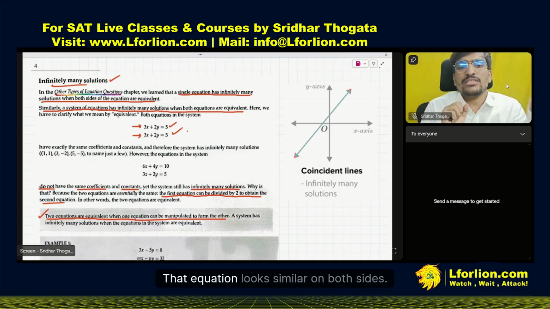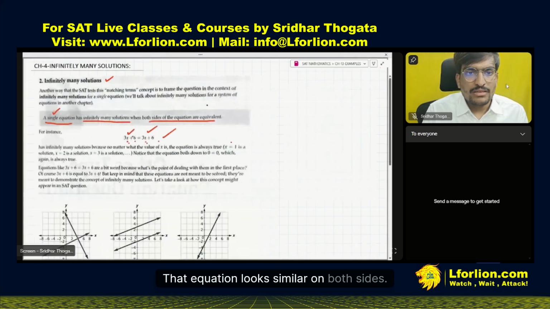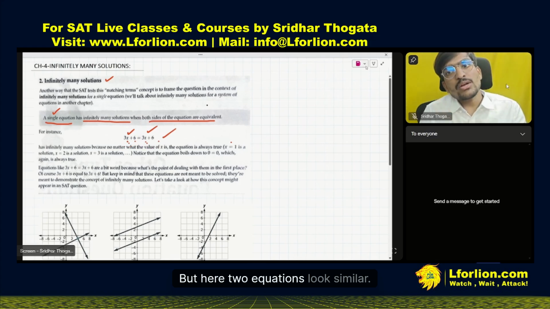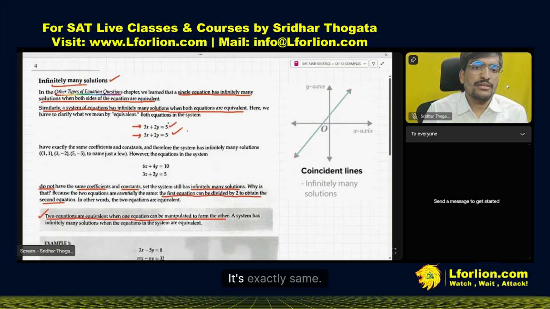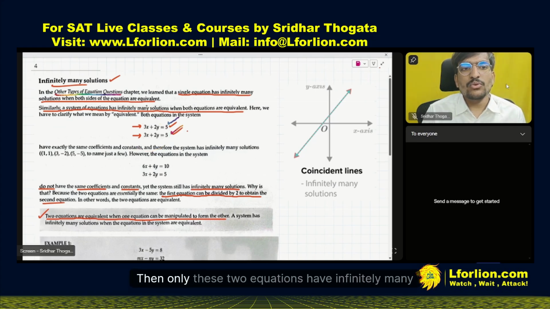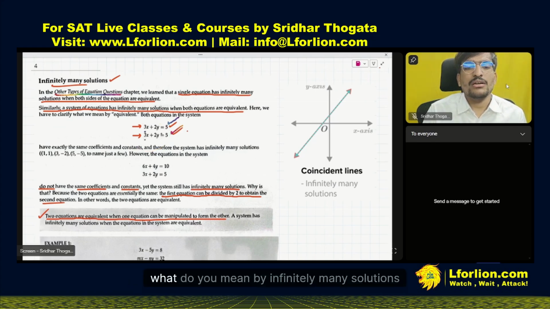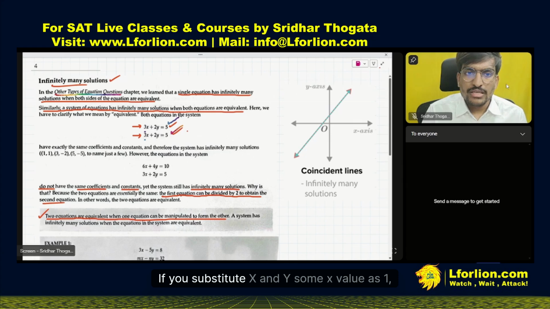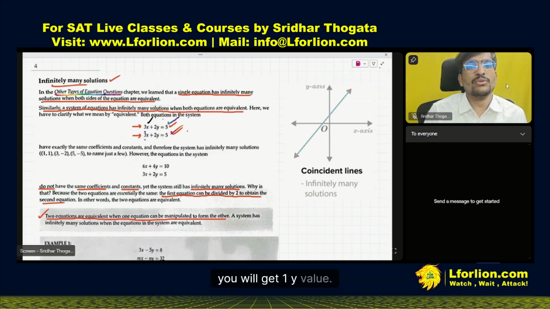That equation looks similar on both sides, but here two equations look similar. It's exactly the same. There is no change at all here. Then only these two equations have infinitely many solutions. What do you mean by infinitely many solutions here exactly? So you're going to get, if you substitute x and y, some x value as 1, you will get one y value.